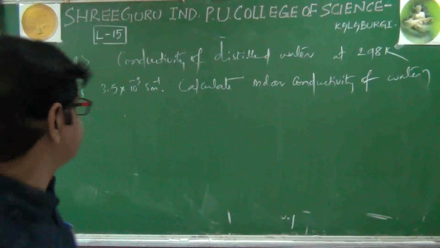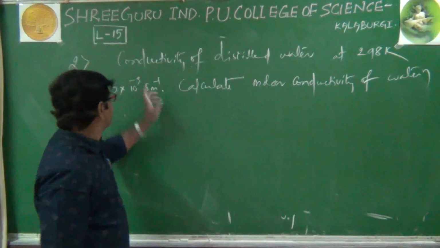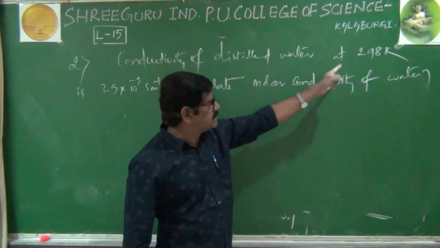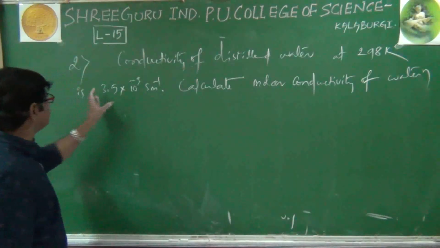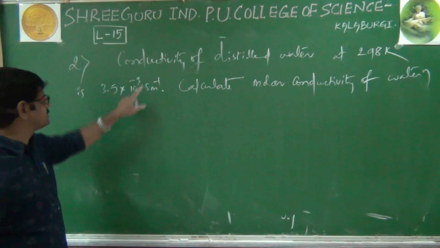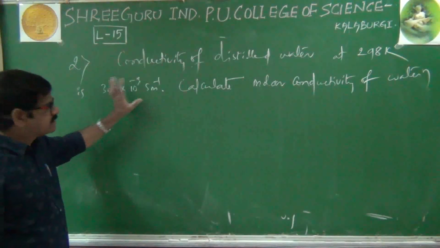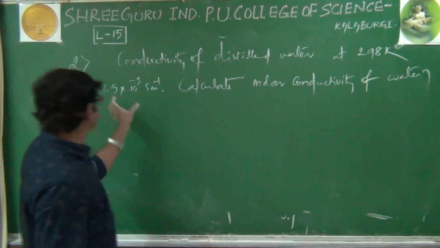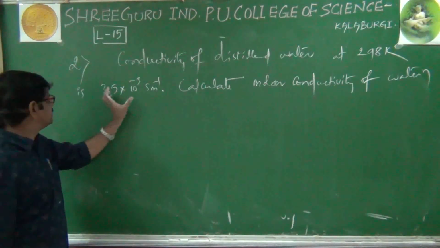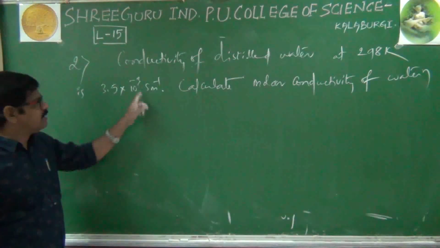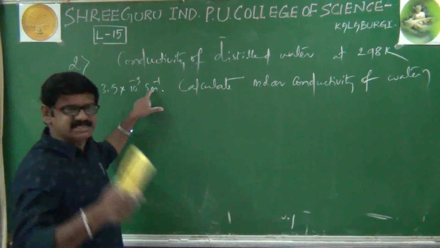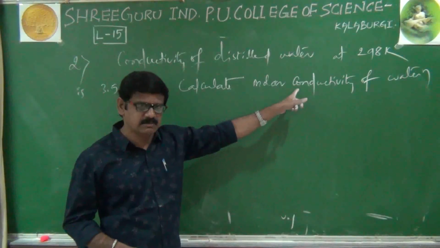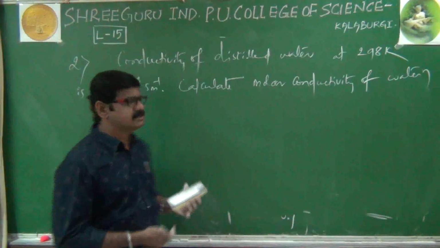First, we'll try to understand the given question clearly. Conductivity of distilled water, nothing but pure water, at 298 kelvins temperature is 3.5 into 10 to the power of minus 3. That means the K value has been given. Calculate molar conductivity of water. First we will identify the unit. See here, K is in Siemens per meter, per meter is nothing but the SI system. Therefore, and asking molar conductivity, lambda m we will find in the SI system only. Very simple.